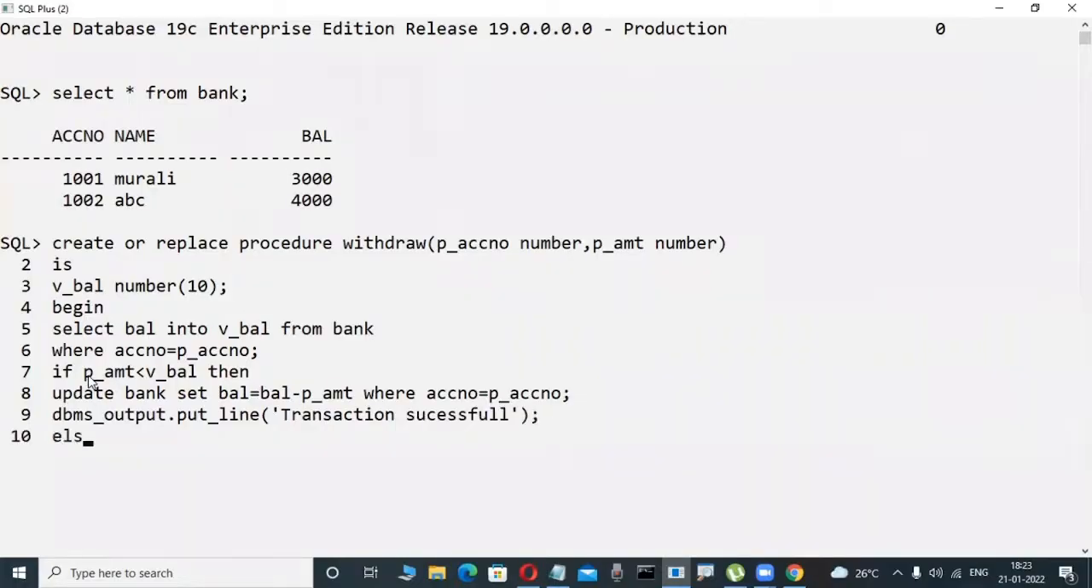Else, simple coding, some coding is there. And now check it out here: else, insufficient funds. Okay, some coding is there. This is not difficult coding, take it easy.